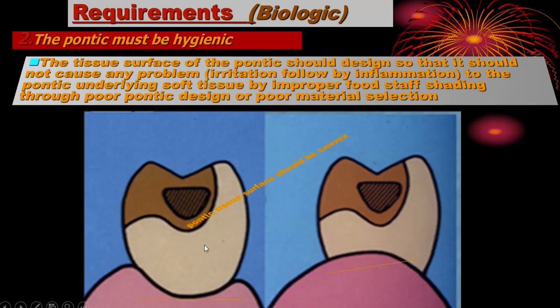Also the design of the pontic, I mean the tissue surface of the pontic, there is a passive contact, and the design of the tissue surface of the pontic should be done in such a way that it does not cause any problem to the underlying tissue, and by problem I mean inflammation by improper foodstuff shedding. Okay. So here we need a design that helps the pontic. For example, this pontic is convex and this one is concave. Okay, concave. This design differs in its ability to accumulate food below it.